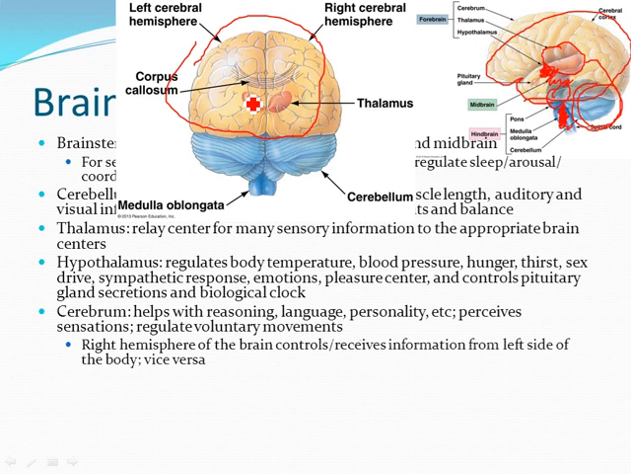Normally speaking, generally speaking, our right hemisphere controls the left side of our body. Because due to some decussation, meaning that some of the neurons will end up crossing over to the other side of our body, information received from that side of the body will go to the right hemisphere as well, while the left hemisphere will end up controlling the right side of our body, and so on and so forth.